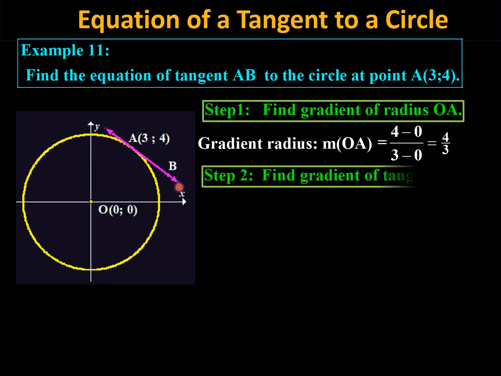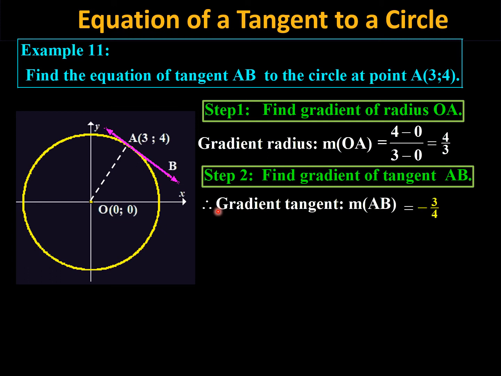Now I need to find the gradient of the tangent. But because it's perpendicular, if the radius has a positive gradient, the tangent will be negative. So that will just be negative 3 over 4. Right? Just straight from there, positive, that's negative. 4 over 3, you just find the reciprocal, 3 over 4. They're not identical.